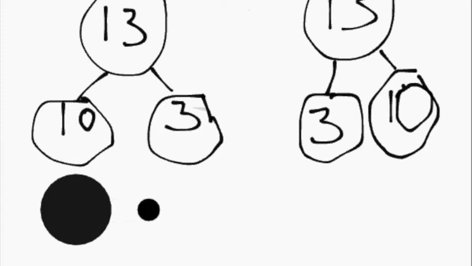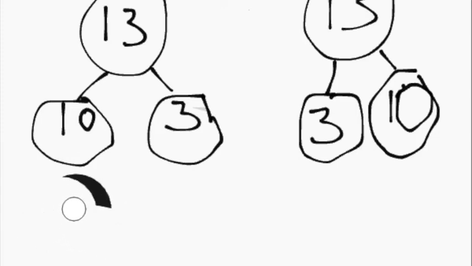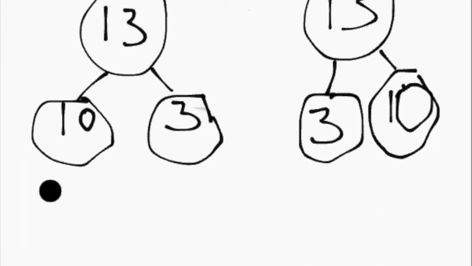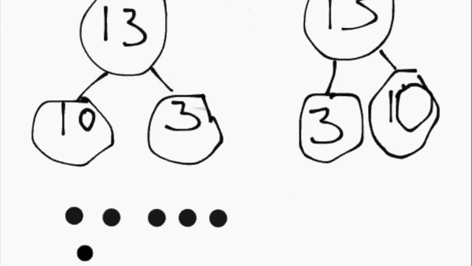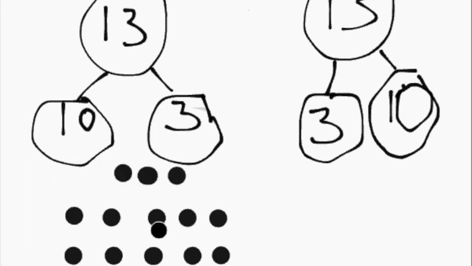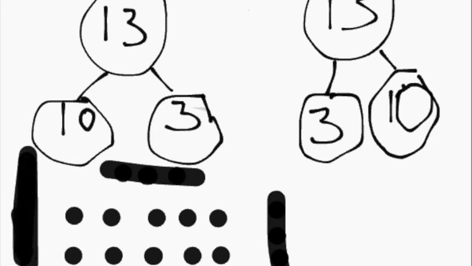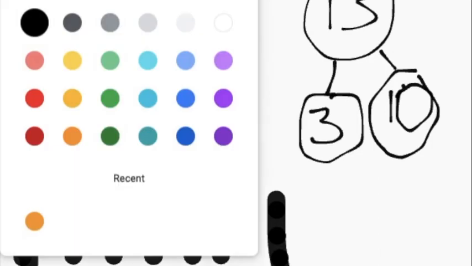So let's do 1. Ooh, that's a big dot. Let's make it smaller so they all fit on the screen. 1, 2, 3, 4, 5, 6, 7, 8, 9, 10. 1, 2, 3. 10, 3, 13. And even if I put my 3 over here, still 13. Even if I put it over here, still 13. Even if I put it over here, it's still 13. No matter how you write it, it's still 13.